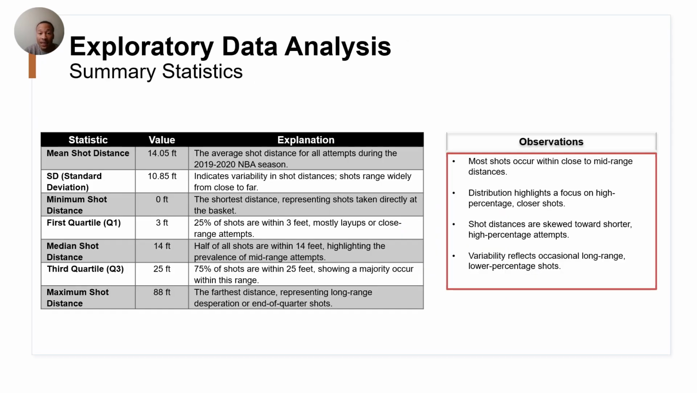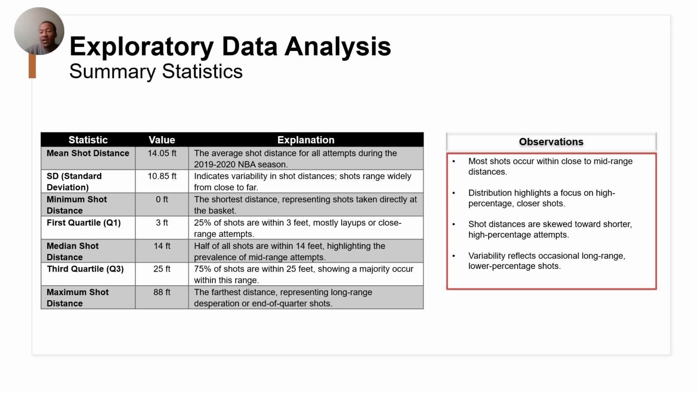In this slide, I provide a summary of key statistics related to the shot distances in the data set. The metrics used will help us understand the distribution and tendencies of the shot attempts. When you look closer at the statistics, the mean shot distance is about 14 feet, so that just shows that most shots fall within the mid-range area.